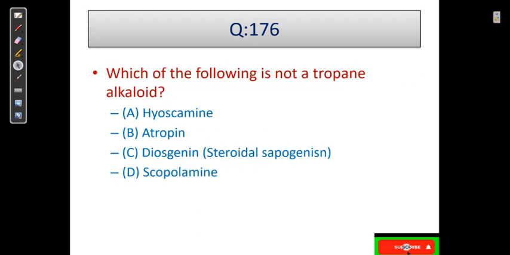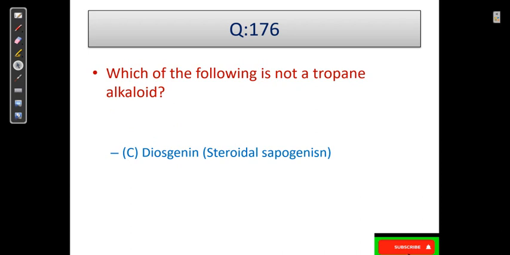Which of the following is not a tropane alkaloid? Hyoscyamine, atropine, diazenin, or scopolamine? So we can say diazenin is not a tropane alkaloid.